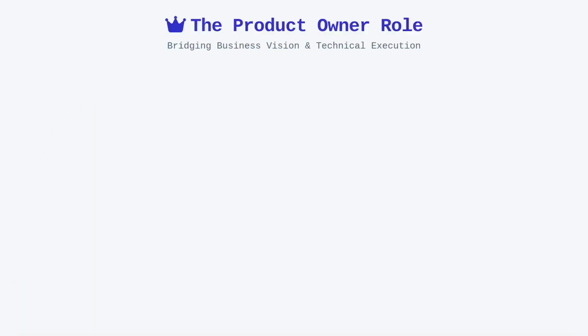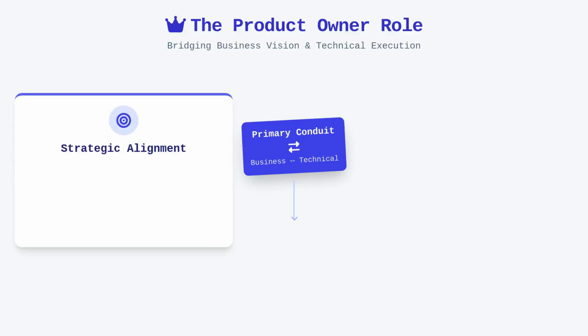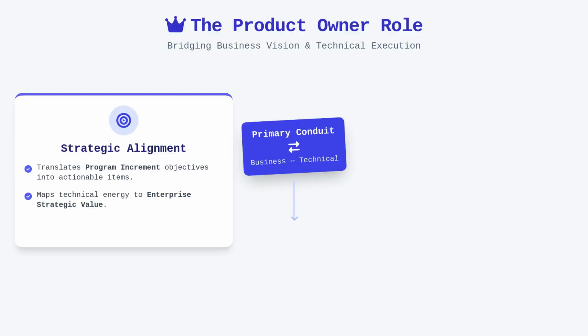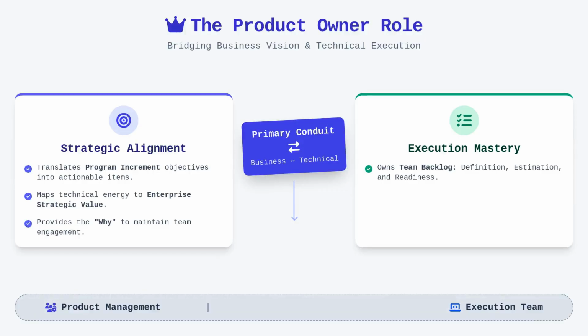The product owner serves as the primary conduit between the business and the technical execution team, ensuring the team backlog remains aligned with the broader program increment objectives. This role is not simply about prioritizing a list of items, but about maintaining a deep understanding of customer needs and stakeholder expectations. By managing the team backlog, the product owner ensures that the work items are clearly defined, estimated, and ready for development. This requires constant collaboration with the product management team and the business owners to ensure the team's output contributes to the overall solution.